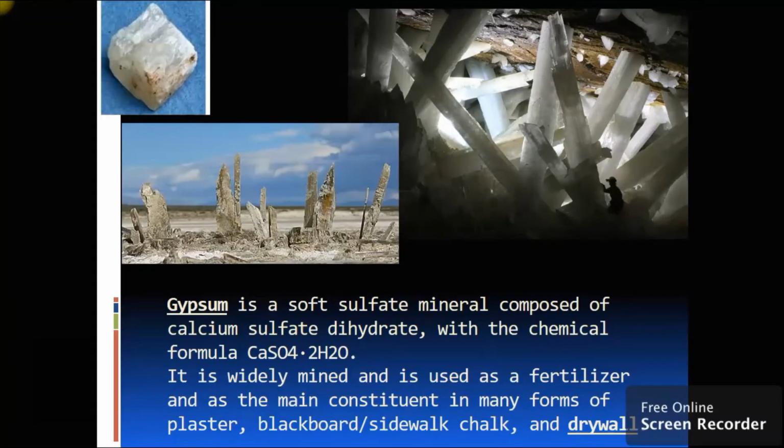This is a picture of gypsum. In the picture in the top left, that's a little chip of gypsum, a little smaller than a fist. Below that is a picture of gypsum on the surface of the planet. Those crystals grow that big out in the desert. And then on the right is a picture of a man down in a cave. Do you see the person down in the lower right-hand corner? I'm pretty sure that's in Nevada.